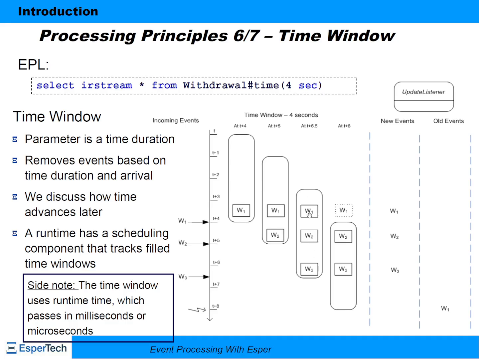At time t plus 8 seconds the withdrawal event 1, which arrived at time t plus 4 seconds, is 4 seconds old. The time window removes the event from the window and the runtime outputs withdrawal event 1 as an old event. And so on, with time advancing, the time window removes events as they get older than 4 seconds.